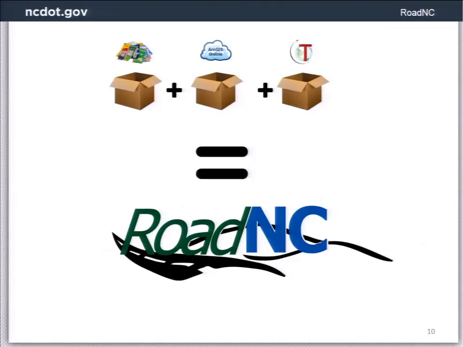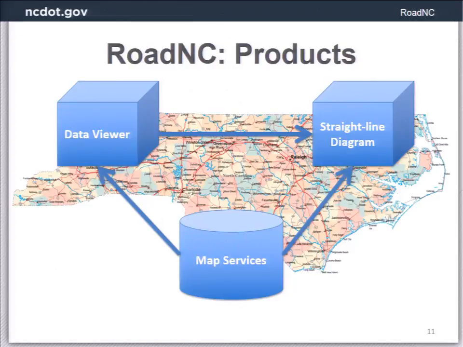So these applications and services together put our road data into users' hands for viewing and analyzing. Together, we call that RoadNC. Now, they are three distinct products that can be used individually or they can be used together.